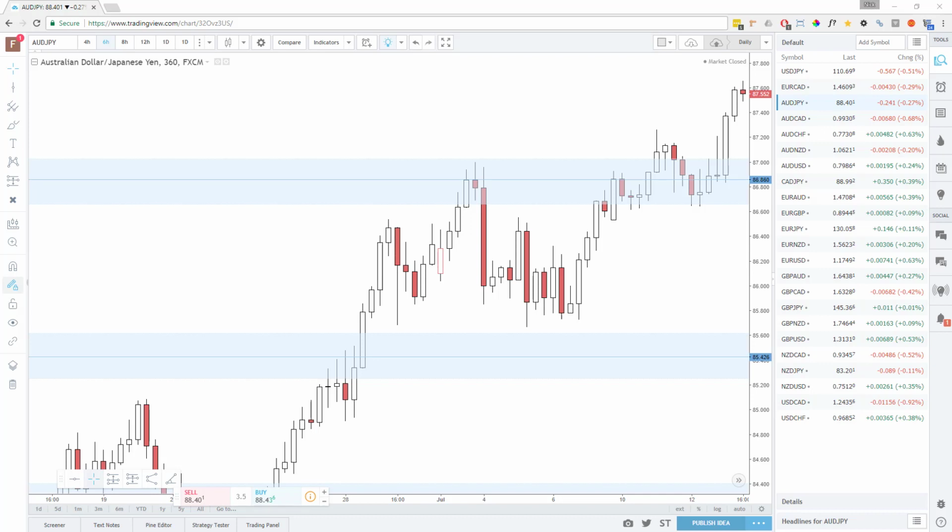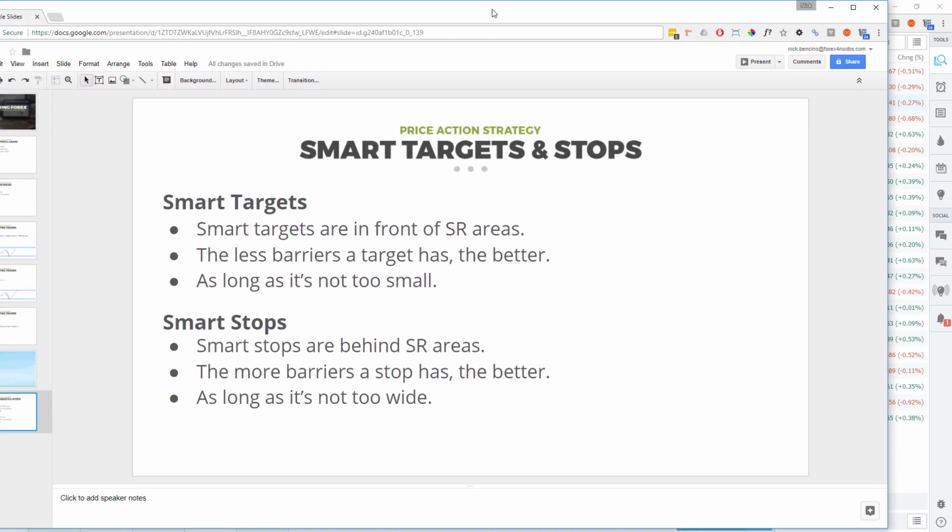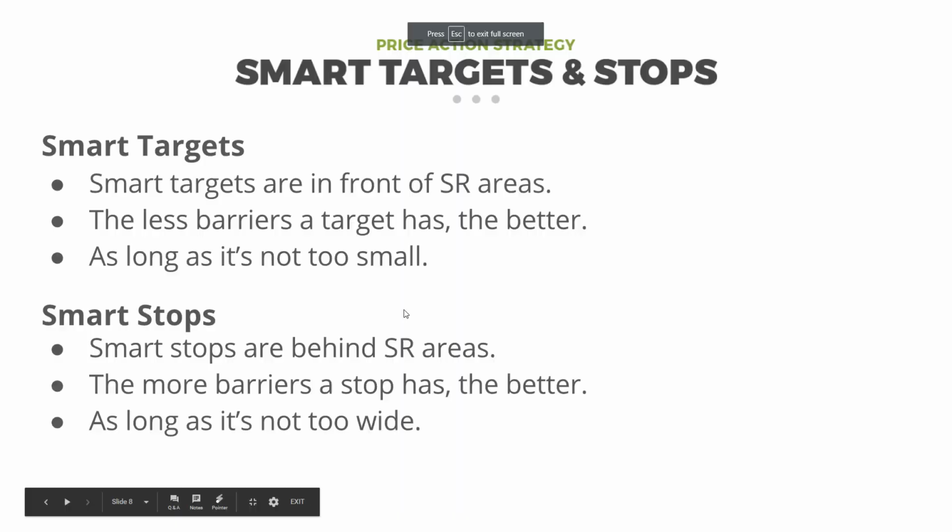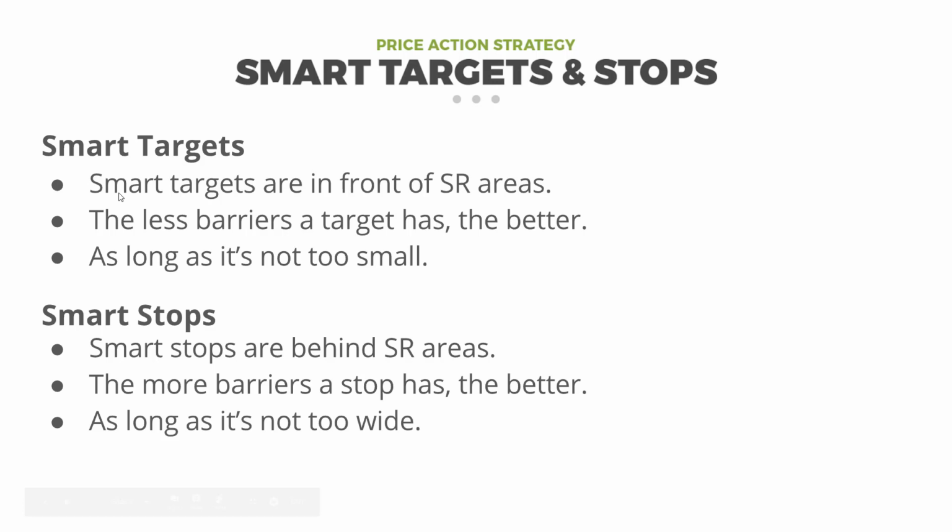Smart targets and stops are a form of risk management. Let me quickly bring this over. A smart target and a smart stop is risk management, because what you're doing is you're setting a stop loss that's hard to hit and a target that's easy to hit. So that is risk management. You're managing your risk by making your stop hard to hit and by making your target easy to hit. So let's just summarize smart targets and smart stops, and then we'll go over to Q&A.